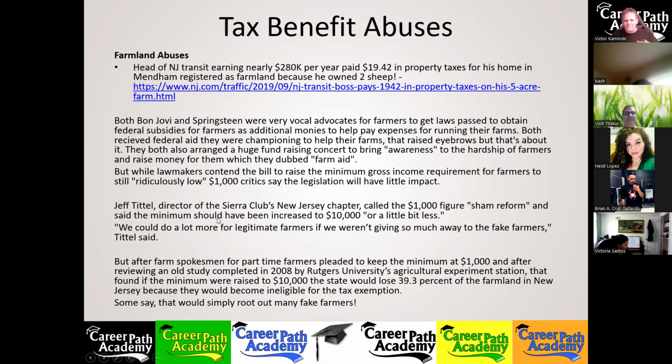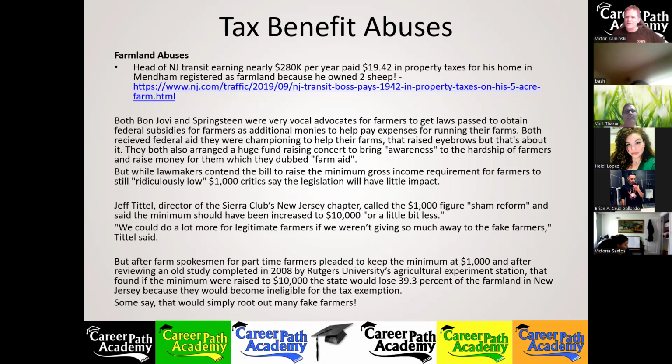And he said it should have been increased to at least $10,000, or maybe even a little less. I think it should be a lot more. I think it should be at least $500,000 gross income. Remember, you've got to pay for farm seed, the water bill, the sewer bill, the gas or diesel for your equipment, and you've got to pay workers and all that. So how do you stay in business if you're not grossing at least $500,000 to run a farm?